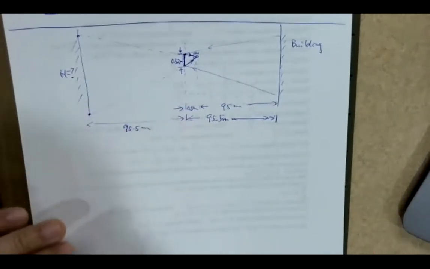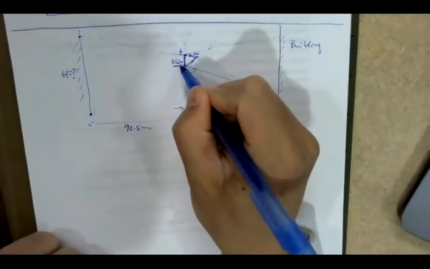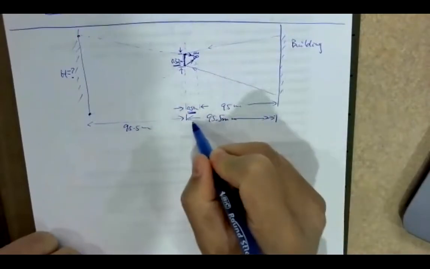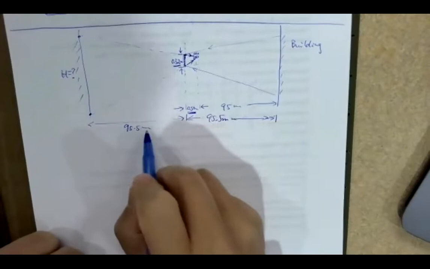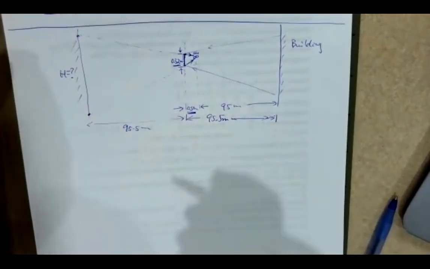All right, now this is a geometry problem. So let's see, you have this 0.32, you have this 0.5, you have this 95.5, okay, and then 95.5 over here. Now let's take a look at this triangle here. So this one here.